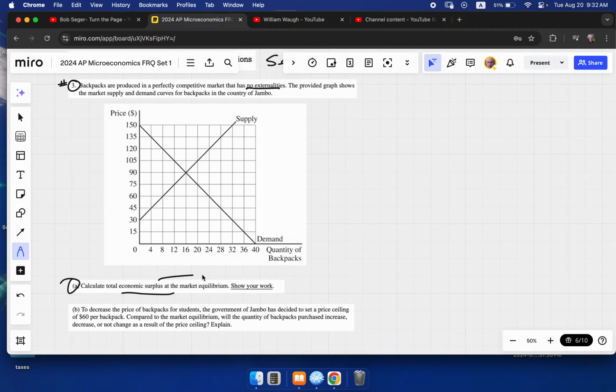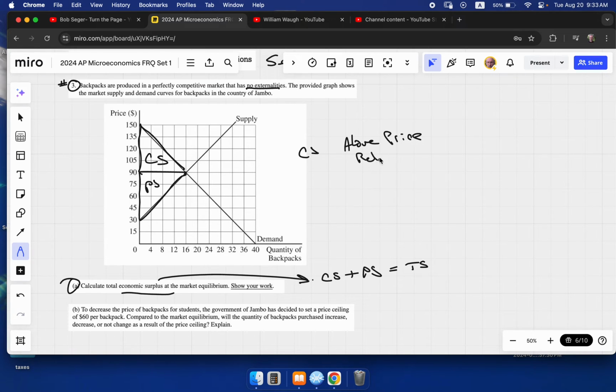Well, you should know that total economic surplus is all consumer and producer surplus added together. If we find our equilibrium, we recognize that all of this triangle right here is consumer surplus, and all of this triangle here is producer surplus. Consumer surplus is anything above the price but below the demand curve. And I always think of producer surplus as everything below the price but above the supply curve. Helps us find it sometimes.